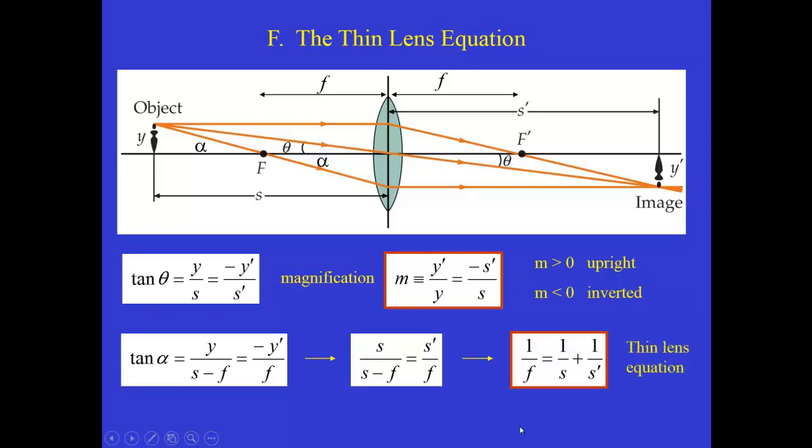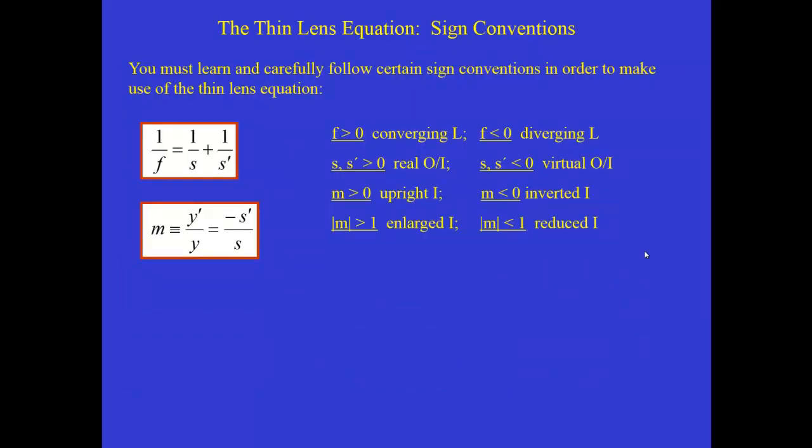And this is called the thin lens equation. This is going to be the quantitative relationship that we will use if we're given an object position, a focal length, and a lens position. Then we can figure out where the image is located. We can also find out: is the image enlarged or reduced in size, and is it upright or inverted? So, a couple of sign conventions.